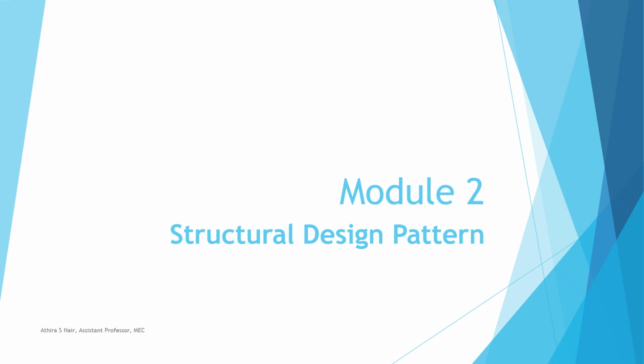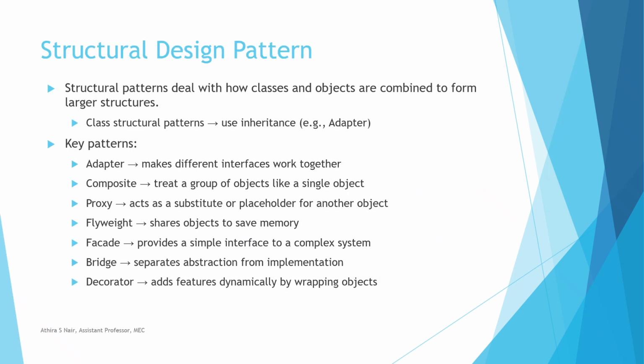Hi, today we will discuss the different types of structural design patterns. Structural patterns are concerned with how classes and objects are composed to form larger structures. So, structural class patterns use inheritance to compose interfaces or implementations. So, there are different types of structural design patterns like adapter, composite, proxy, flyweight, facade, bridge, and decorator. So, we will discuss this in detail.